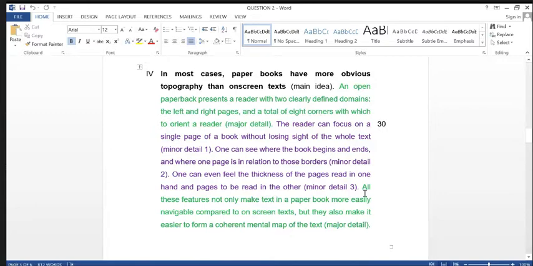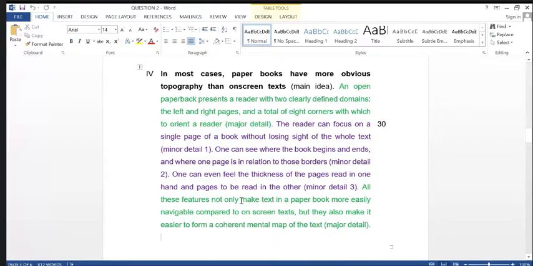But if you see the green sentence, the last one I have labeled as major detail: all these features not only make text in a book more easily navigable compared to on-screen text, but they also make it easier to form a coherent mental map of the text. Here they are talking about navigability, navigation of the text, moving around the text. So this is different. This is not minor anymore. This is a new one, not talking about left and right and 8 corners. They are talking about the navigation of a text and also about the coherent mental map.